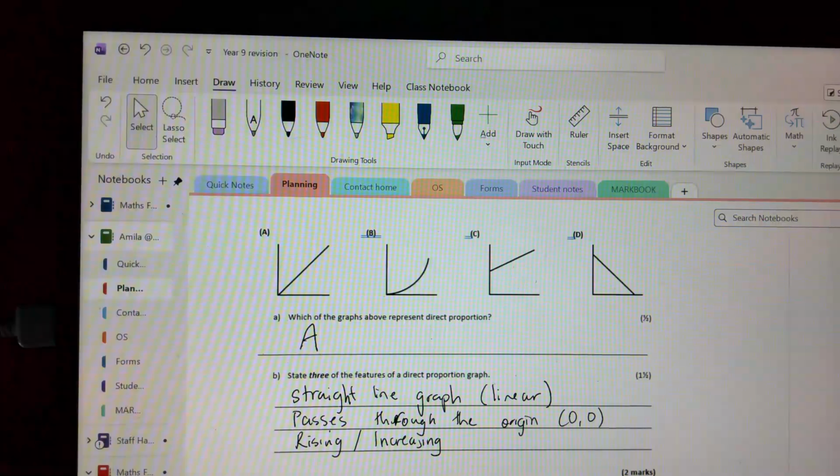Alright, welcome to your revision sheet video. This is to help you out with your revision, preparing you for the midterm exam.